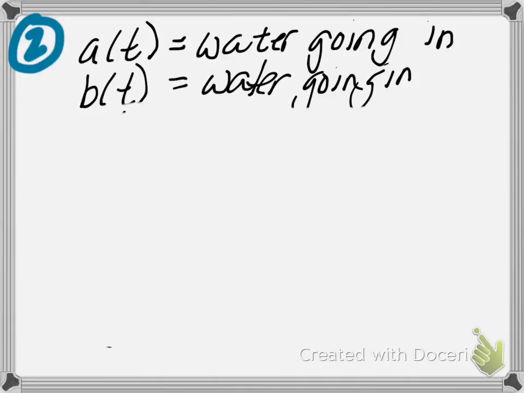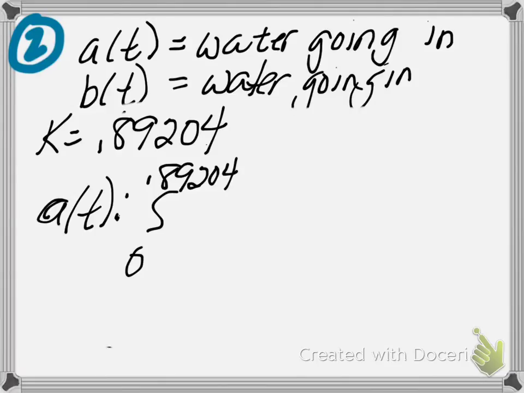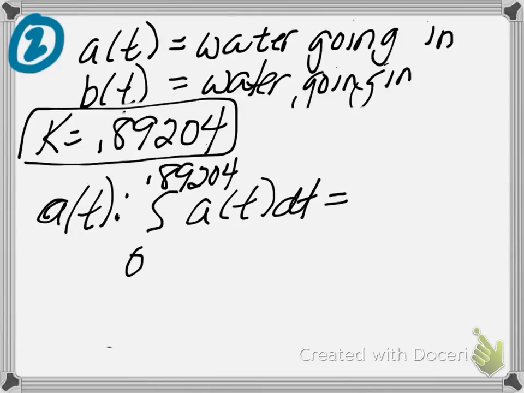Okay, so I'm just going to write down that we found that K equals 0.89204. Okay, so we want to know how much water went into tank A and tank B. So we'll do A first. Doesn't really matter what order I do it. So it's going from 0 to K, which is 0.89204, and you are allowed to write K up there as long as you have acknowledged what K is. Of A of t dt. You're going to use your calculator, and you are going to get 7.6876.